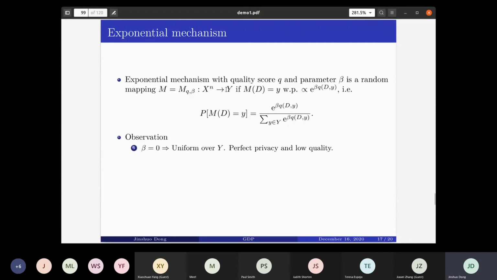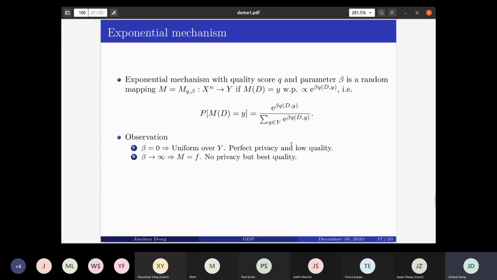Well, think of Y as a finite set. So this probability will be 1 over the size of Y. Okay. So beta equals 0 corresponds to uniform over Y. That does not depend on the data set, so we have perfect privacy but low quality because we're just randomly picking an arbitrary choice.